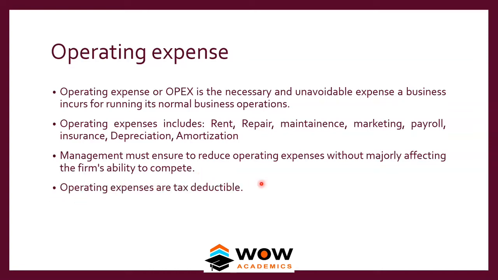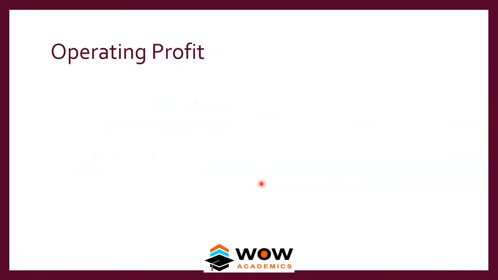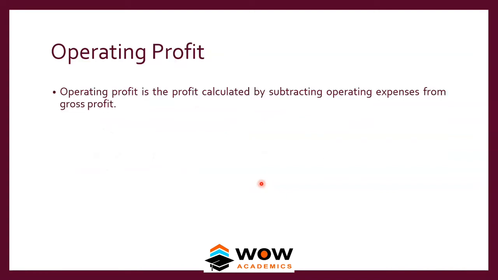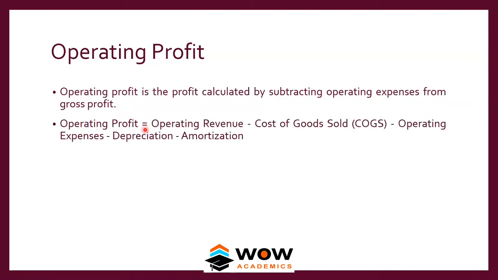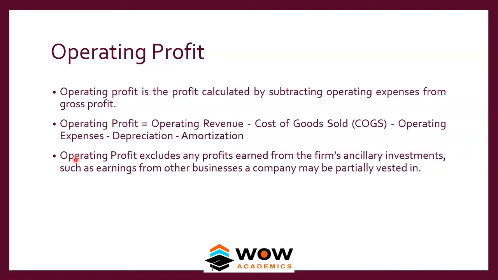Operating expenses are tax deductible, and finally you will be led to operating profit. Operating profit is calculated by subtracting operating expense from gross profit. That's what we saw in the statement. This is the formula: operating revenue minus COGS will give you gross profit. From there we deduct all the operating expense, depreciation and amortization, which will lead to the operating profit. Operating profit excludes any profits earned from the firm's ancillary investments, such as earnings from other businesses a company may be partially invested in.